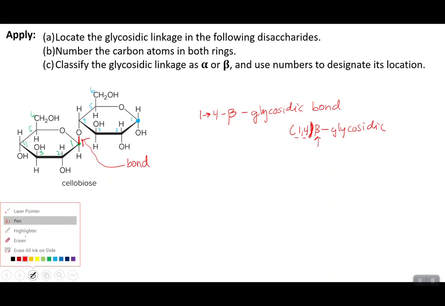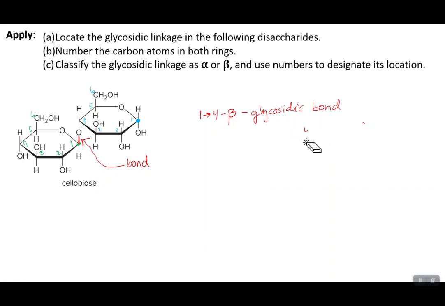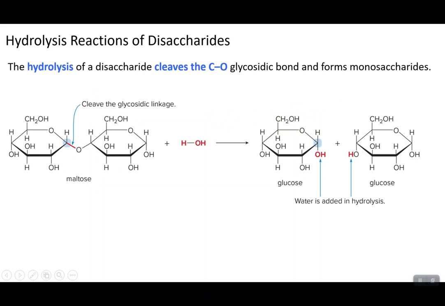Okay. So that is how you can identify where your glycosidic bond is and how you can communicate where that bond is located in your disaccharide. So now let's go in the reverse direction. So if you can make that bond, you could probably break that bond. So if you made that bond by dehydration, so removing water, you can break that bond by adding water. And that is what hydrolysis reactions are.